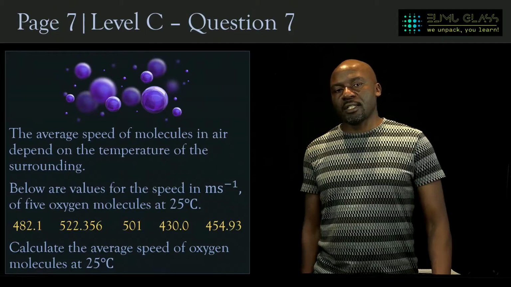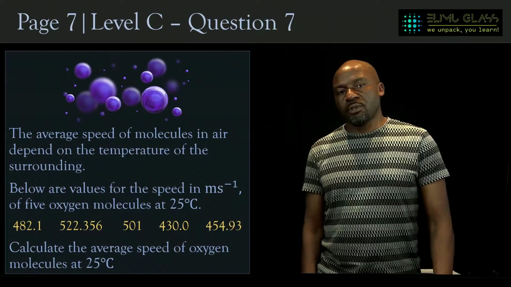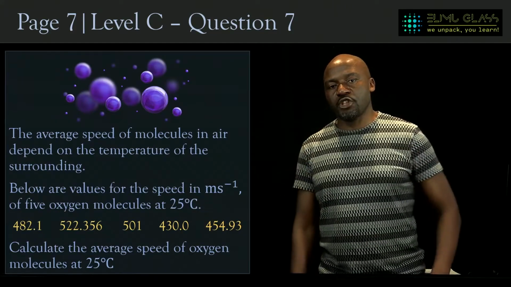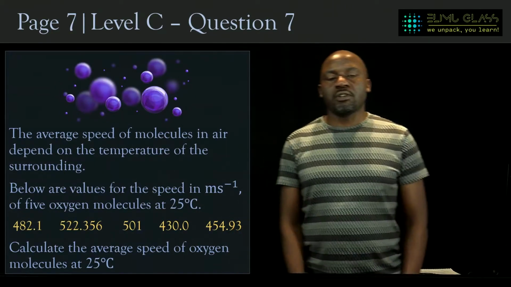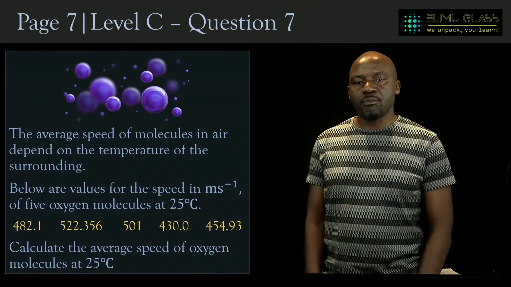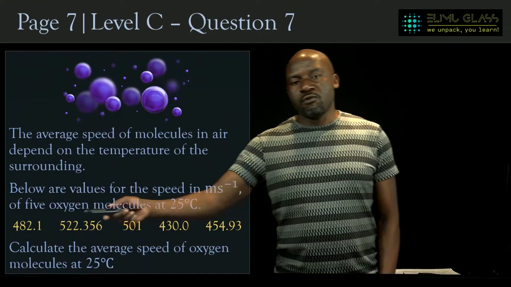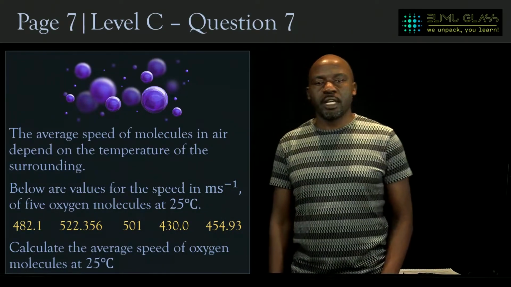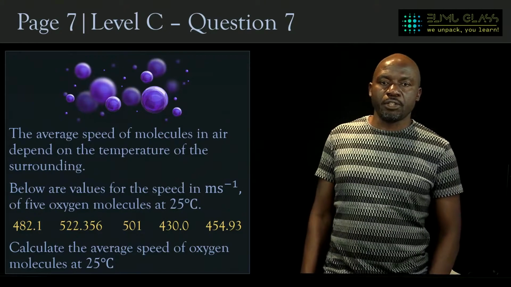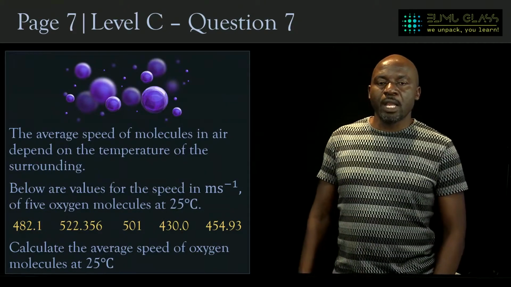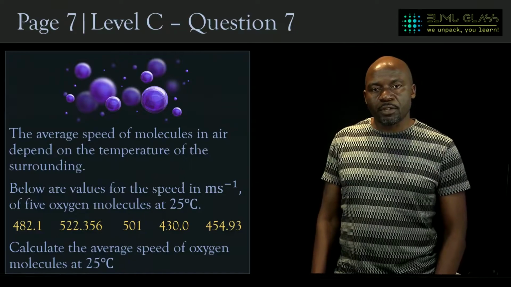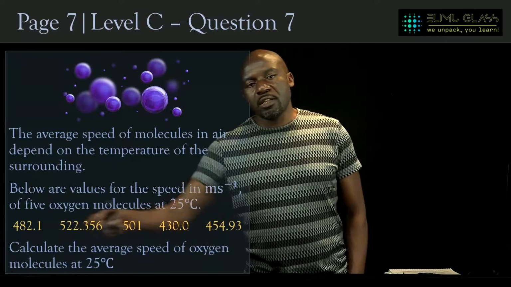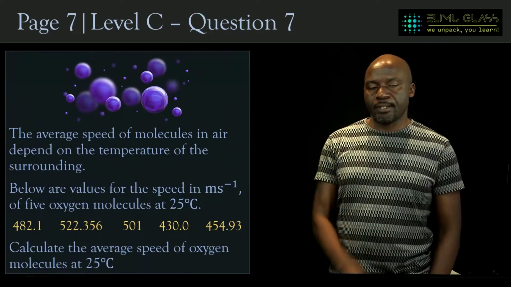So if this is a gas, the speed with which the molecules move depends on the temperature. We are told that at 25 degrees Celsius, we pick 5 of the molecules at random, and it is observed that they move at various speeds. One molecule is moving at 482.1 meters per second. Another one is 522.356 meters per second, and so on. So these are the speeds of 5 molecules randomly selected.